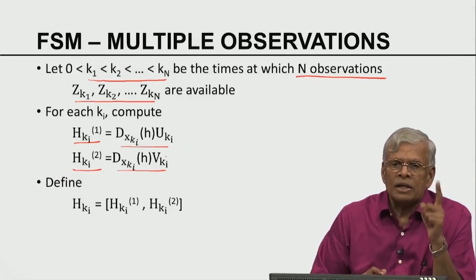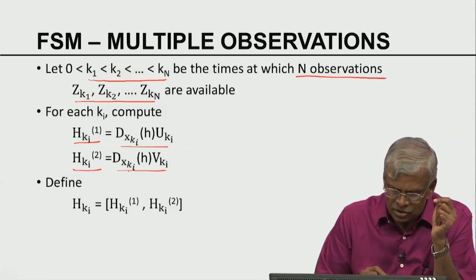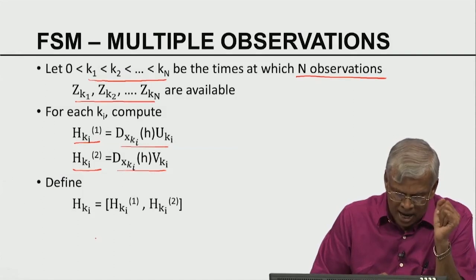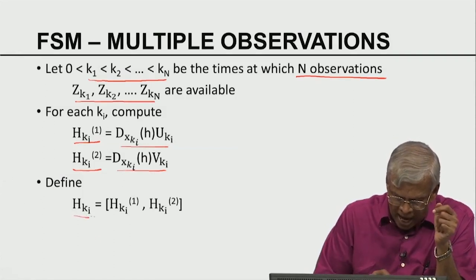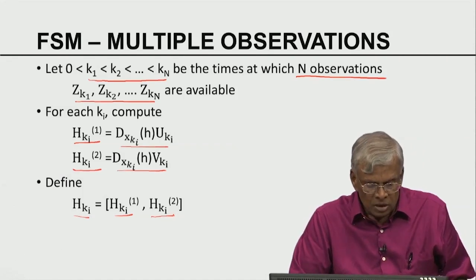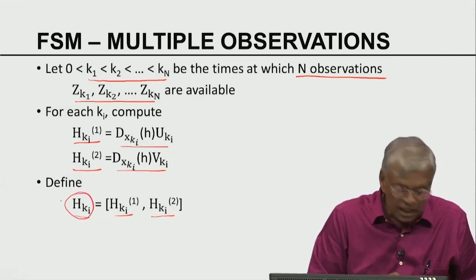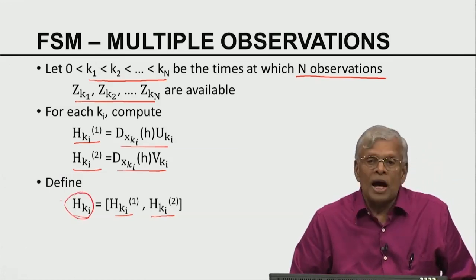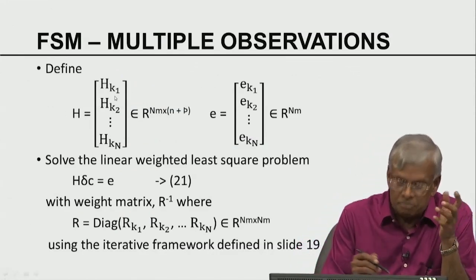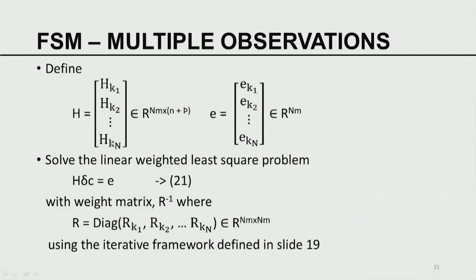U_ki, V_ki are the sensitivities of the solution at time k. The Jacobians of the forward operator at time k_i. Therefore, H_ki is the concatenation of these two matrices side by side. Now, for each time k_i, I have this matrix. Now, I have n such times. Now, I have to prepare another gigantic matrix. So, create a newer matrix H where I stack H_k1, H_k2, H_kn.